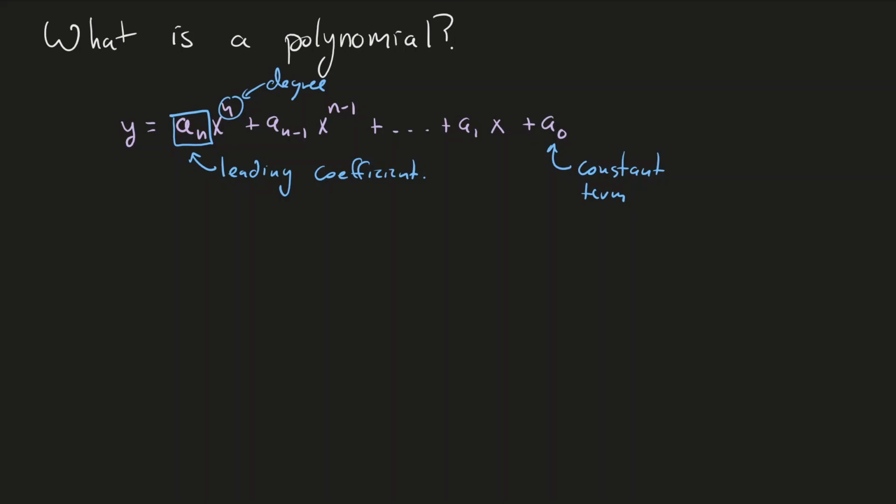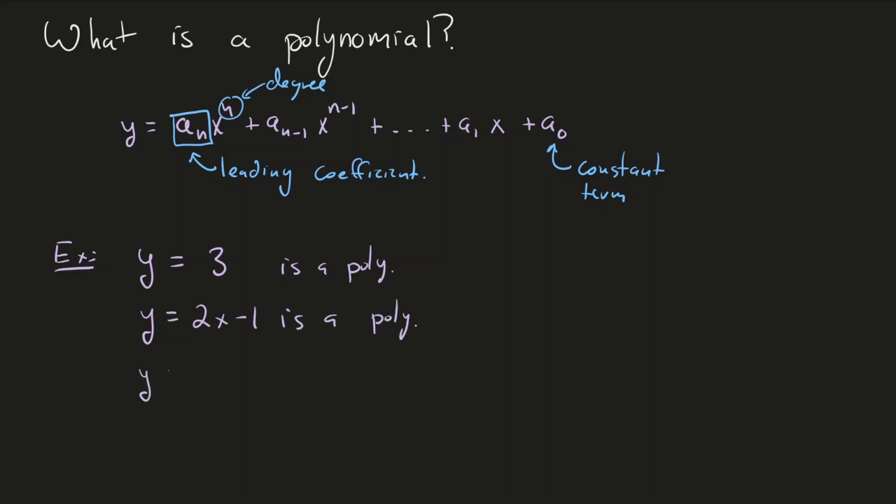So polynomials are things that look like x squared, x cubed, and so on. For example, y equals 3 is a polynomial. y equals 2x minus 1 is a polynomial. y equals x to the 4th minus x cubed plus 2 is a polynomial.